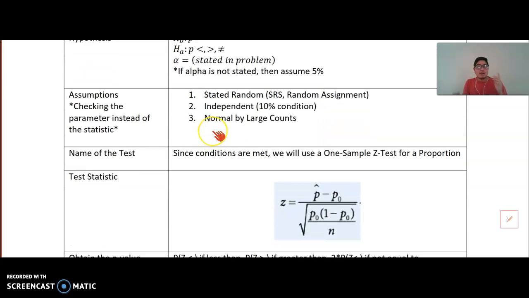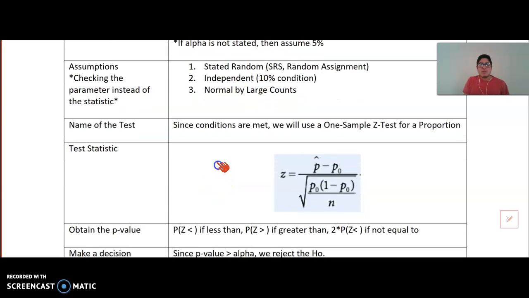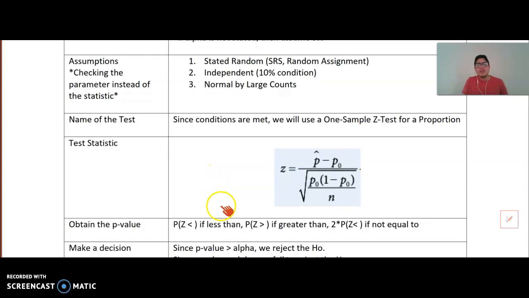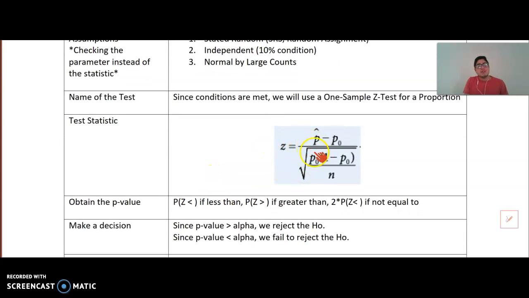Next up, we need to check our conditions, and thankfully for us, the conditions haven't changed. So we're looking that it is stated random, we're looking that it's independent, and we're looking that it's approximately normal by large counts. If our conditions are met, we'll use a one-sample z test for a proportion. Again, how many samples, z or t, and what are we testing for? We are then able to produce this test statistic here, this z value. Again, here's our sample statistic. Here is the parameter, and here is the standard deviation of the parameter.